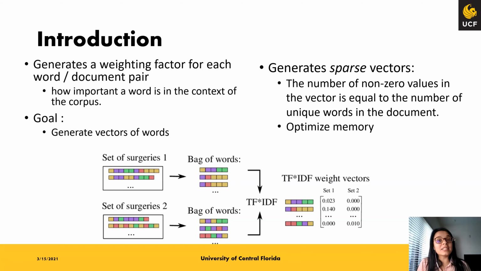And here we have another example. Let's say that we have 2 sets of surgeries, like names of surgeries, and we use bag of words, and later we're going to do a TF-IDF so that we have the weight vectors in the end. So for the set 1, for each term that we have in the set of surgeries, we will have 1 vector. And the same thing for the sets. Every set will be considered a document, and every term inside the set of surgeries will be a word.